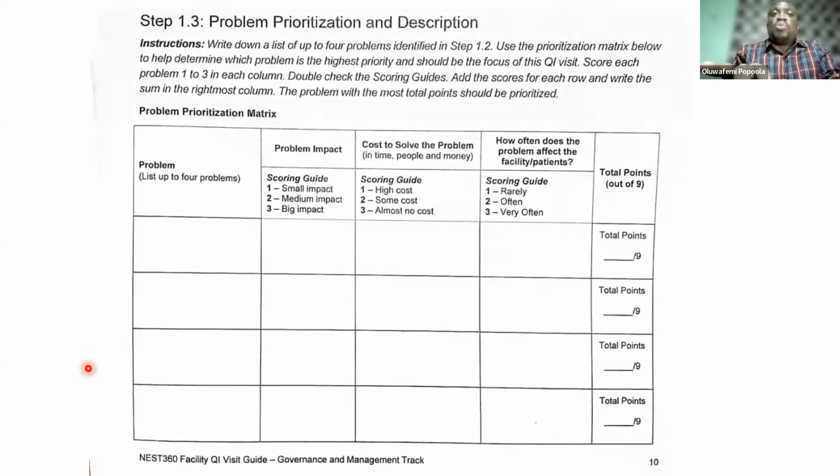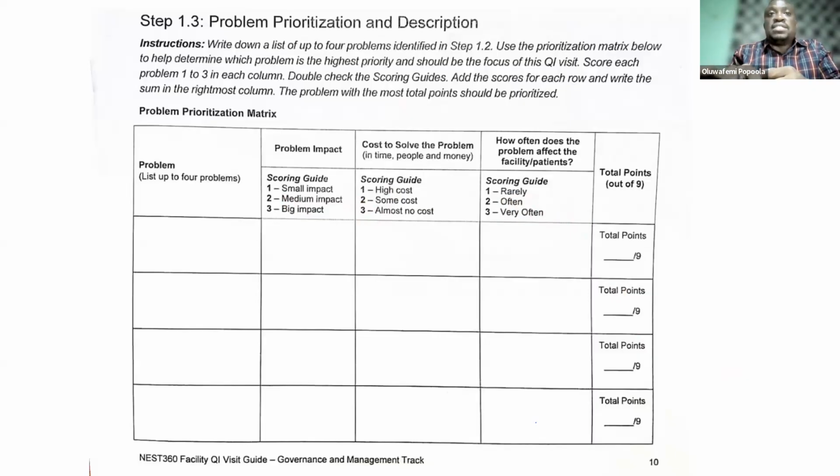The first one I want to point out is this problem prioritization and description matrix. As you see, I put the reference where we used it. There's this NS 360 quality assurance work that's supported by the Federal Ministry of Health. So what it does is it's a matrix where you list the problems that you have, then try to score them in terms of the impact of the problem, the cost of fixing the problem, and then how often the problem occurs. And then the problem that gets the highest score is the one you prioritize.